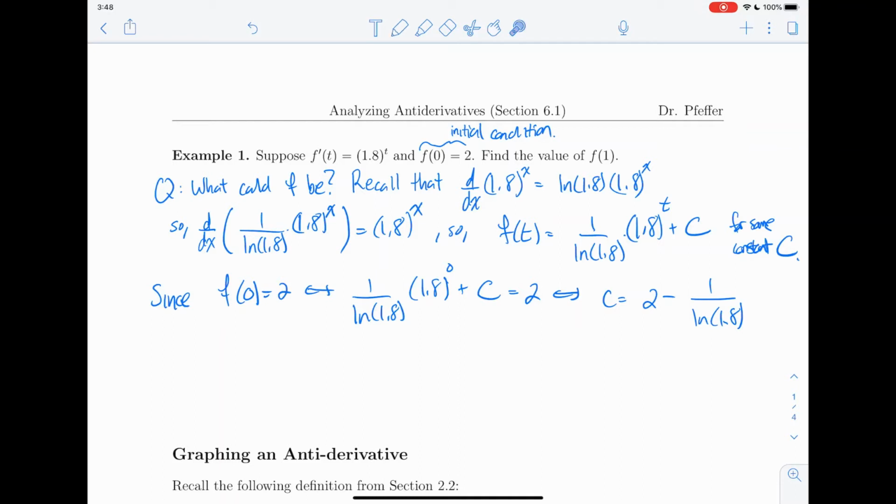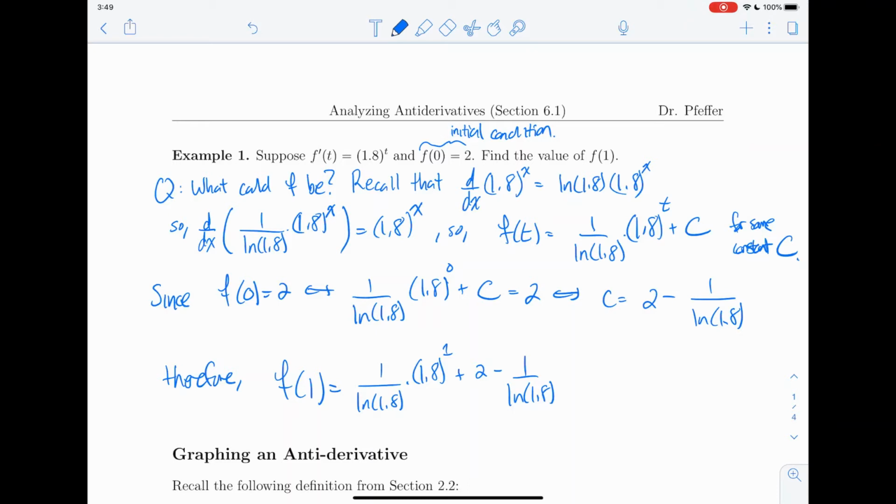So if we want to answer the actual question, which is what is f of 1, we'll write that therefore f of 1 is equal to, we're going to take this equation, plug in a 1, so we're going to get 1 over the natural log of 1.8 times 1.8 to the 1 plus c, which we know is 2 minus 1 over the natural log of 1.8. And that's going to be our f of 1.